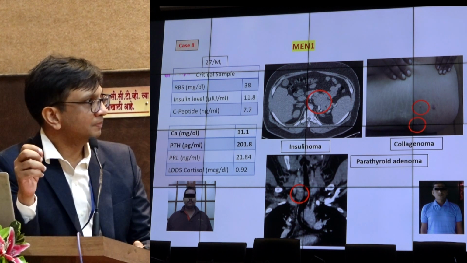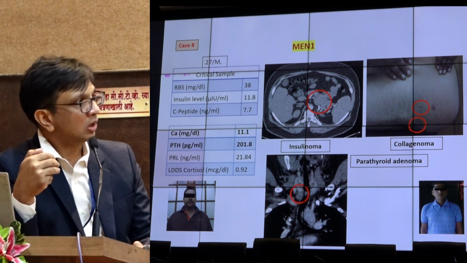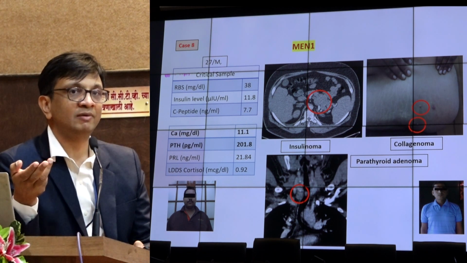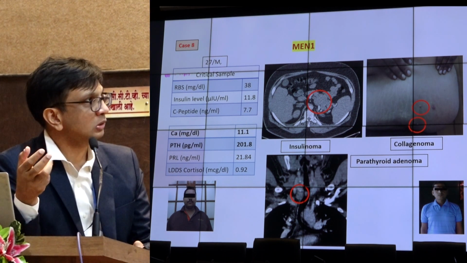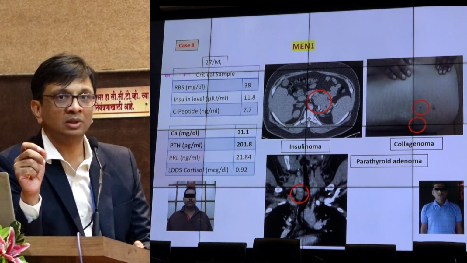Again, this man was around 150 kgs and he lost 50% of the weight and he was 75 kgs on follow-up once the insulinoma, which was a macroinsulinoma on the tail of the pancreas, was removed.